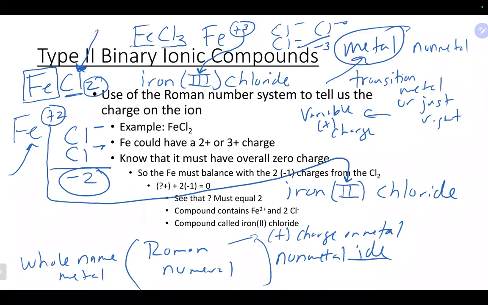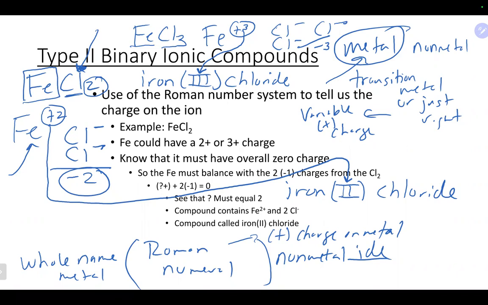We don't need to use the Roman numeral on type 1 compounds because they have fixed charge, which means if it is sodium, it's always +1 no matter what the situation is. It cannot be anything other than +1. So there's no need to use a Roman numeral for that.